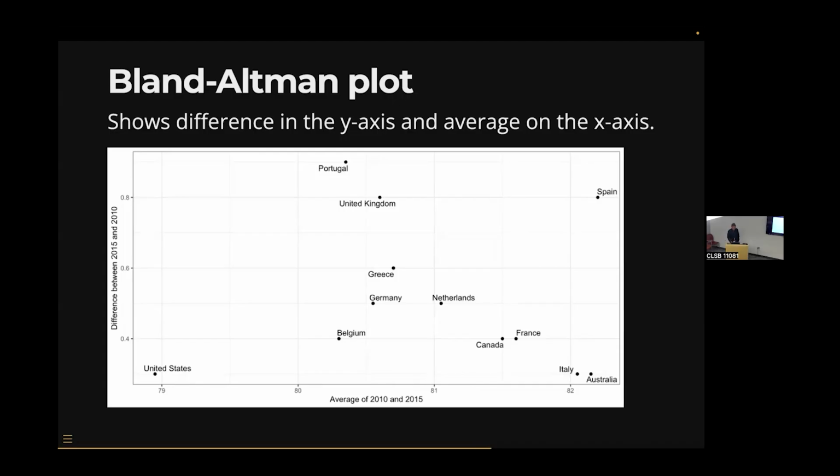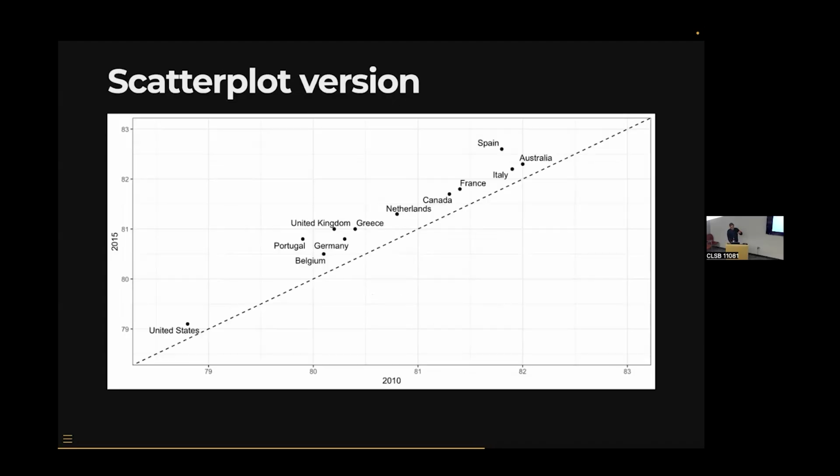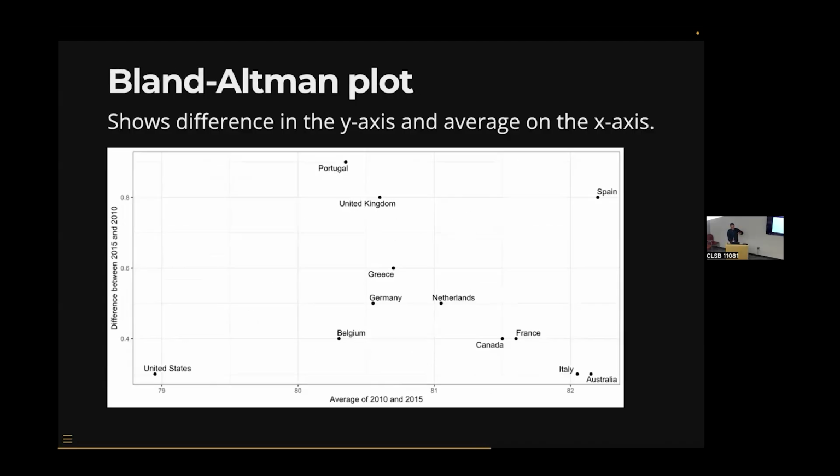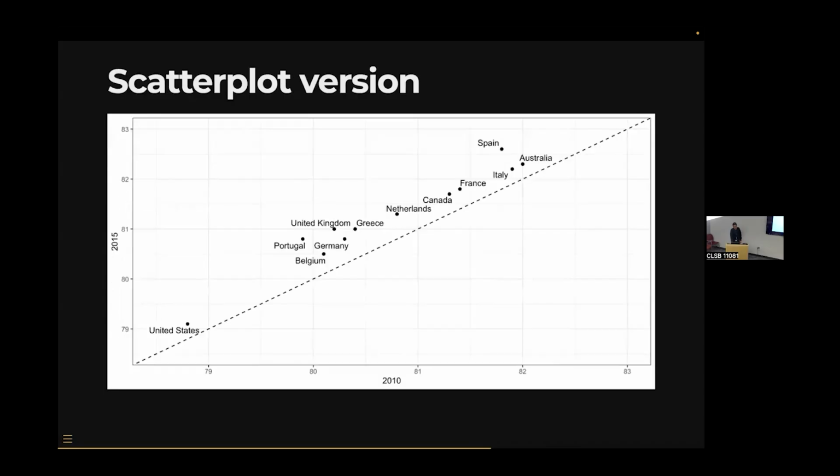So this is the same plot. It's similar to a 45-degree rotation. It's the same information, but now I have the difference on the y-axis and the average on the x-axis. So now it becomes immediately obvious that Portugal is the country that improved the most. It's not that obvious from this one right there. It's far, but it's not immediately obvious that it's farther than, for example, Spain.